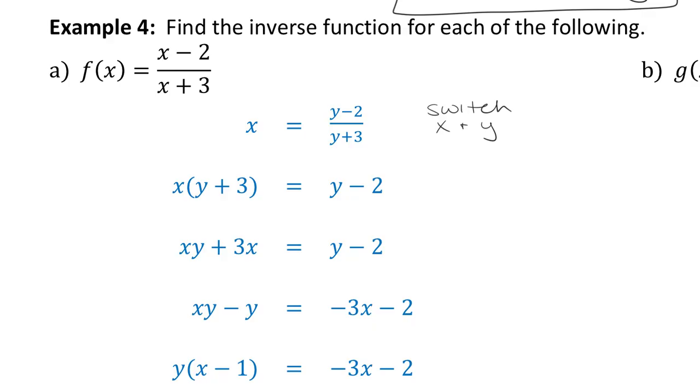Everywhere there was an x, I put a y. And everywhere there was an output, f of x, I put x. How did I go from that first blue step to the second blue step? y minus 2. Oh, wait. It looks like this went from being over here to being over here. How's that possible? Correct. I multiply by the denominator. Multiply by the denominator.